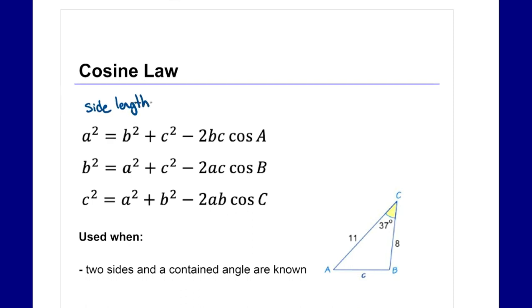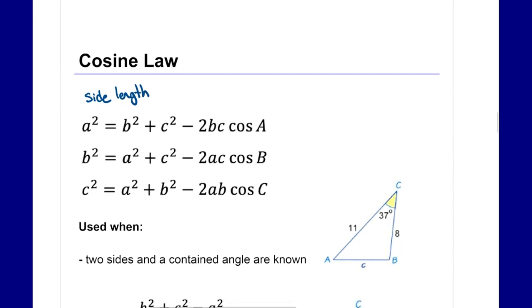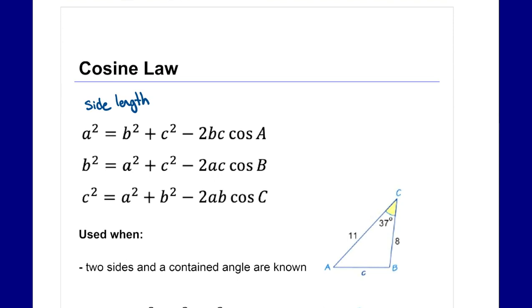And the formulas are all the same. If we look at these, they're all the same, and we just have our sides switched around depending on what information or what side we're looking for. This is used when we have two sides and a contained angle known. So what we have here is an example. This diagram represents two sides and a contained angle. This angle C is between these two sides.